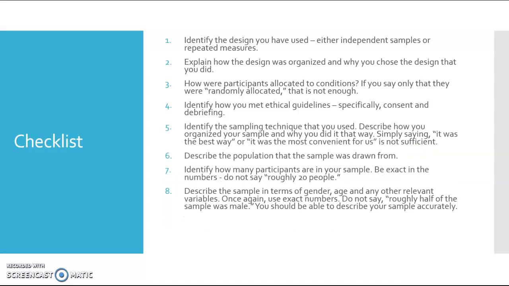Then we get to the sampling technique. So what technique did you use? How did you get this group of 20 participants together? To just say it was opportunity sampling is going to be too brief. You need to say exactly what that is and why you did that. Why did you use opportunity sampling? Describe the population. It would be enough to just say a school in Kent in England. That's fine.